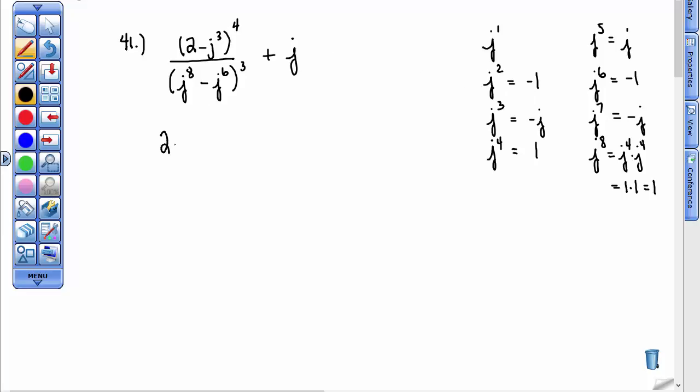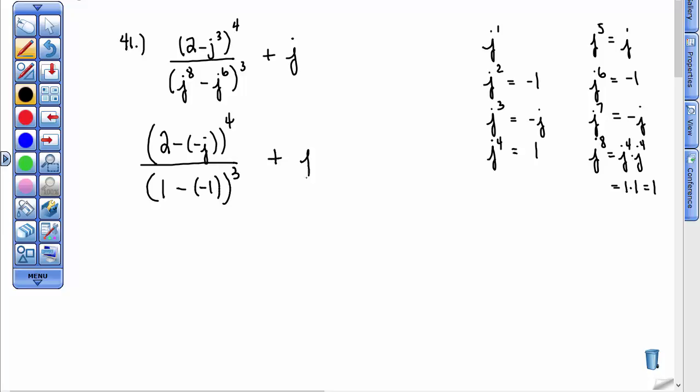So I have 2 minus a negative j, which is 2 plus j. And I'll raise it to the fourth power in a minute. Downstairs, j to the eighth is just 1, and j to the sixth is j to the second, which is a negative 1. So I'm going to erase that now with a negative 1. And all of that's got to be cubed.